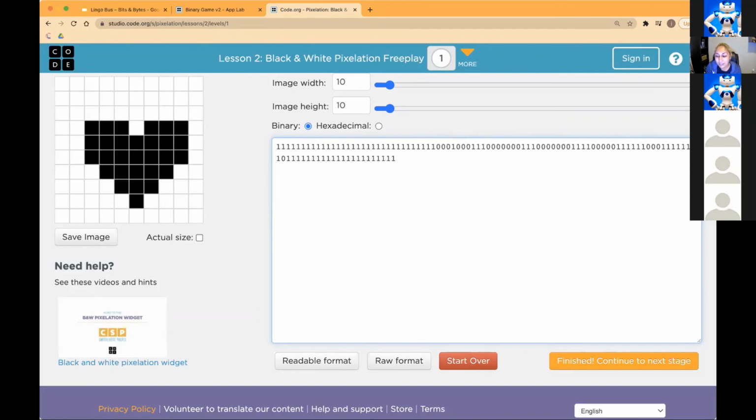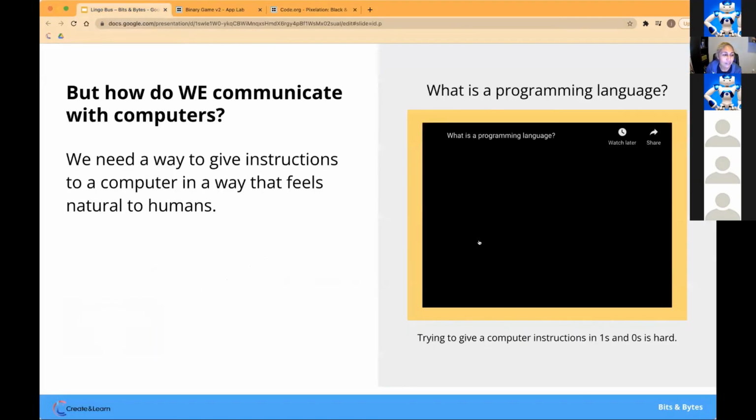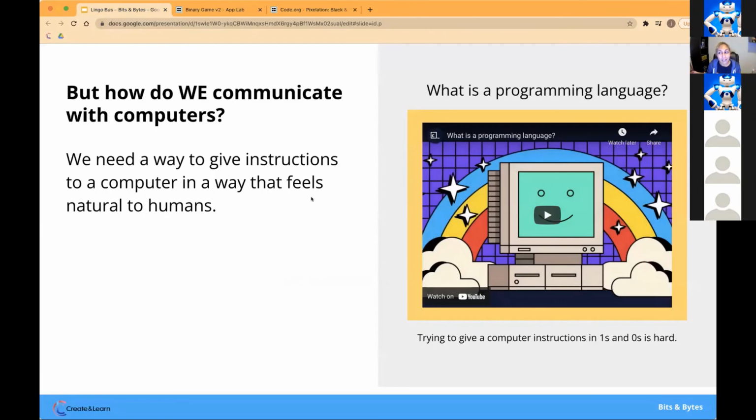So we get the idea. You guys see all these different ways that we can represent images thanks to ones and zeros, or these pixels, right? Very cool things. All right, but how do we communicate with computers? Ultimately, these ones and zeros are not the best way for us to make things. So we need some kind of more user-friendly way to communicate with computers in a way that feels a little bit more natural to us. That's where we get programming languages.